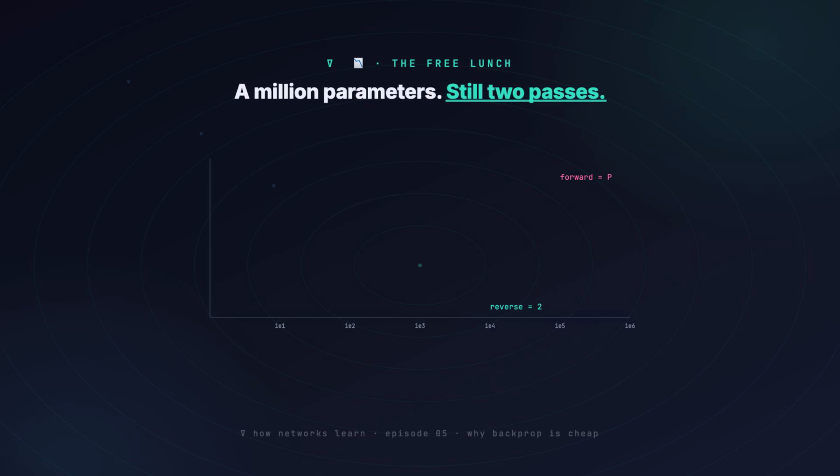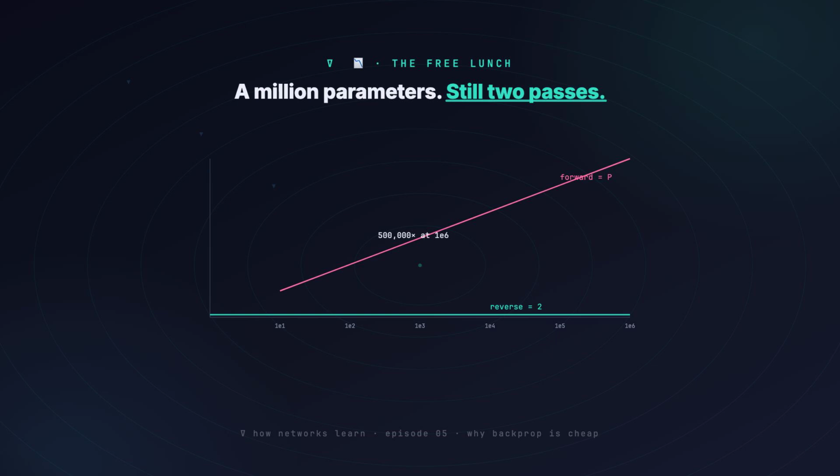Scale that intuition to the headline. A million parameters, 1 loss. Forward mode, roughly a million passes, 1 per parameter, because each pass only learns the sensitivity to 1 input. Reverse mode, 2 passes, period. 1 forward to record activations, 1 backward to harvest every gradient. 2. Not 2000, not 2 per layer, 2 total, independent of how many parameters you have.